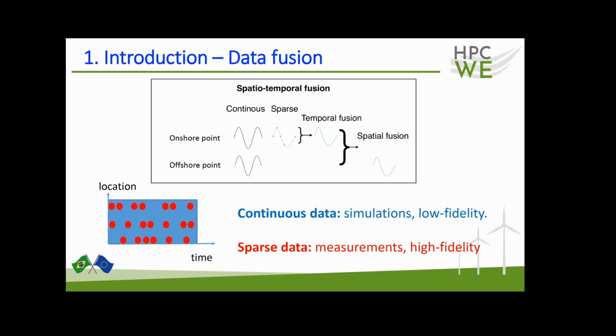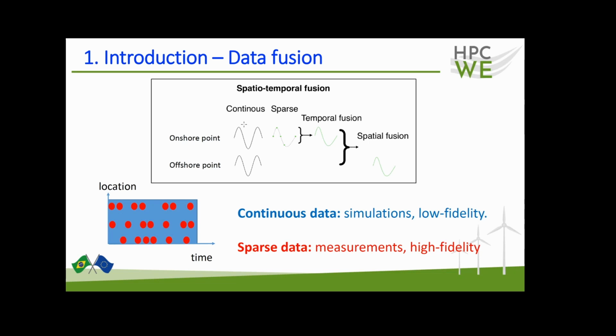Our data fusion algorithm works on combining two different methods, a temporal fusion and a spatial fusion. We here see that we have two measurement points, one onshore and one offshore. The onshore point has a continuous time series of a low fidelity generated using the WRF simulation and a sparse but accurate time series generated using the LiDAR equipment. We merge both techniques using multi-fidelity Gaussian process regression and end up with a complete continuous time series which is more accurate than the original WRF and is complete and continuous unlike the LiDAR data.